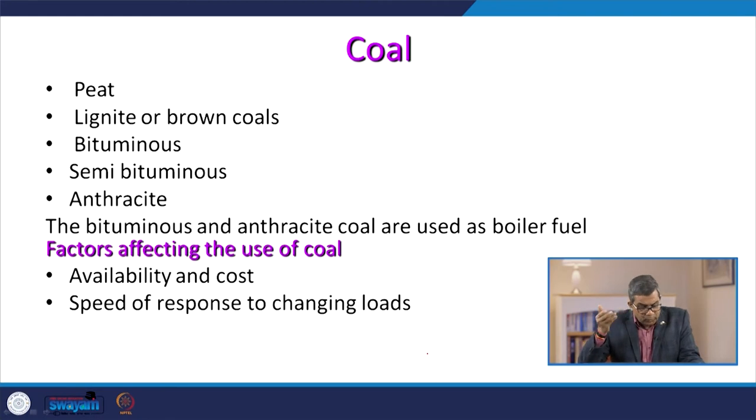Now, when we are using these types of fuels, there are several factors affecting the use of coal. One is the availability and the cost, because the mines are far away. Sometimes the transportation is affected by various factors like political reasons, sometimes the transportation lines, and sometimes there are embargoes, etc. The second thing is the speed of response to the changing load, because it has some resistance time to combustion. So, these factors need to be addressed.